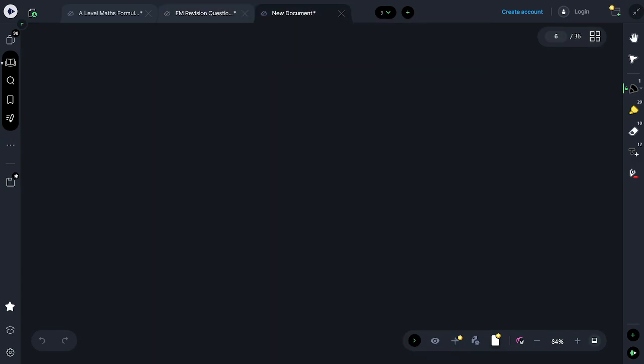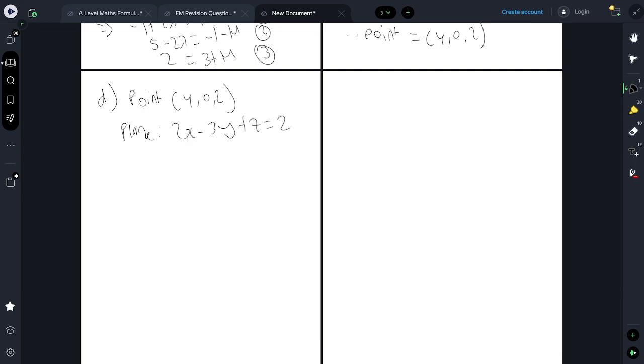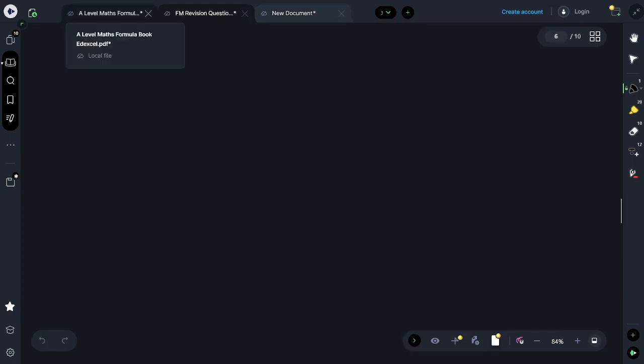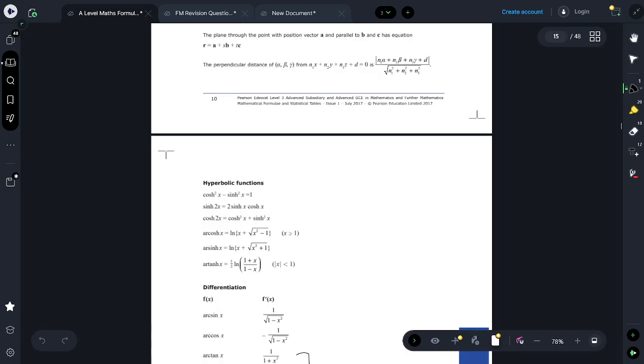Plus z is equal to 2. So now we need to find the shortest distance between the point and the plane. Well, actually, it's this formula here, and it's in the formula book. The distance is this equation here.